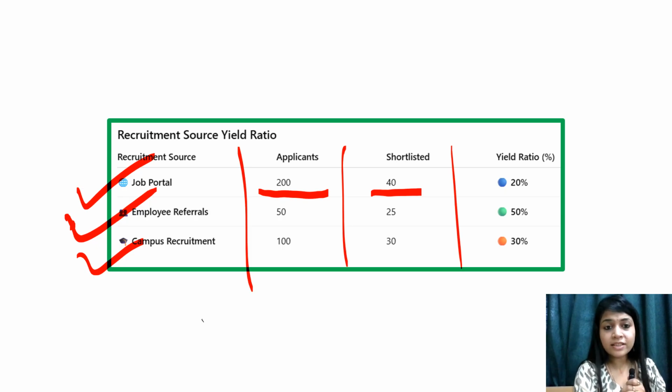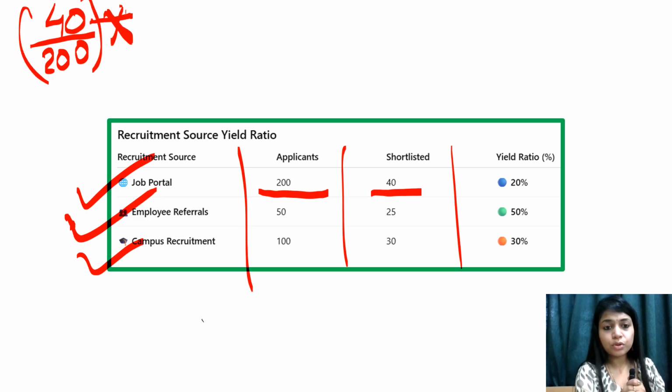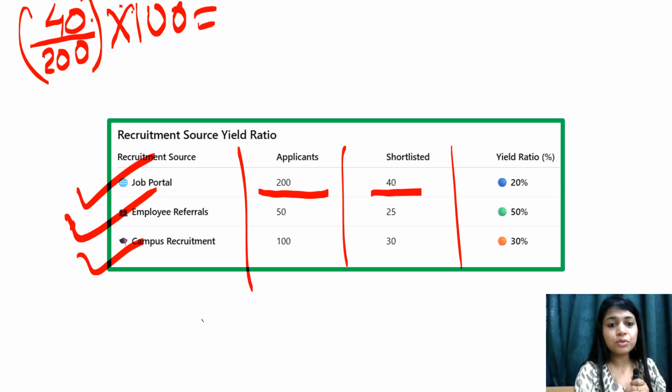So candidates shortlisted were 40, divided by total applicants, 200, into 100, equals 20%.